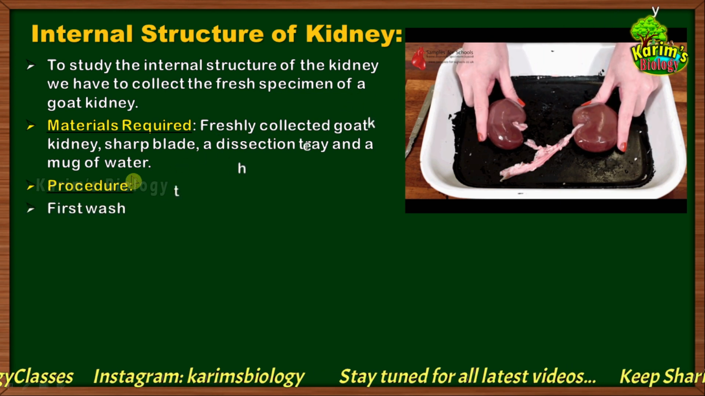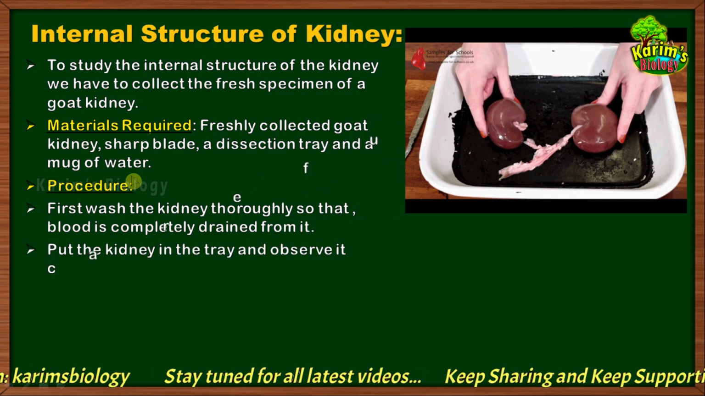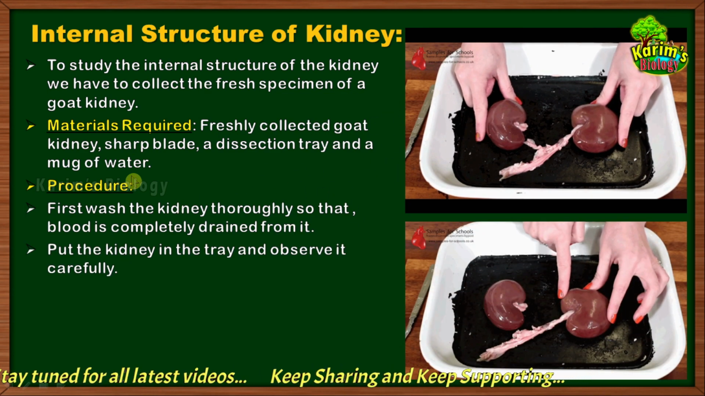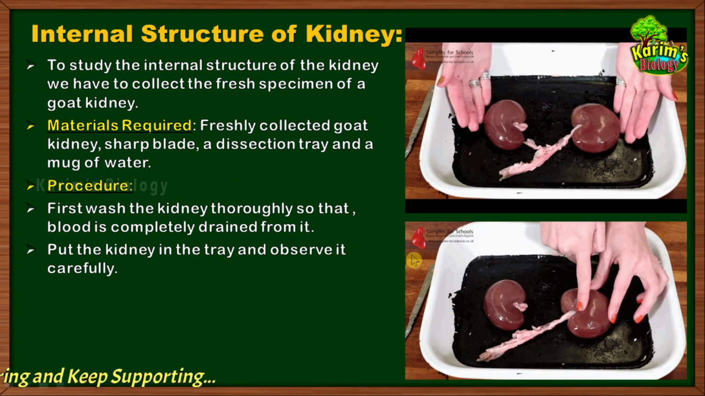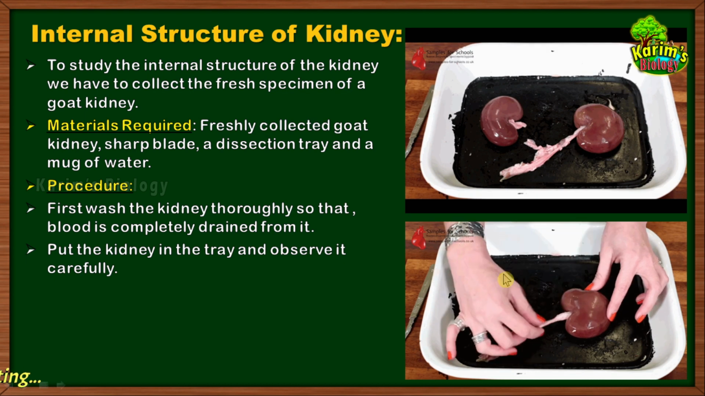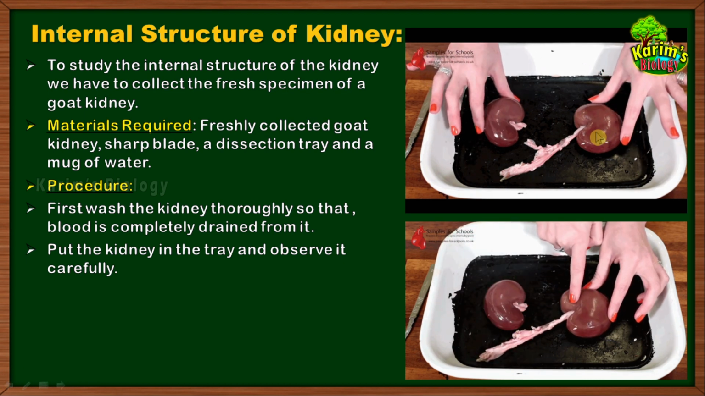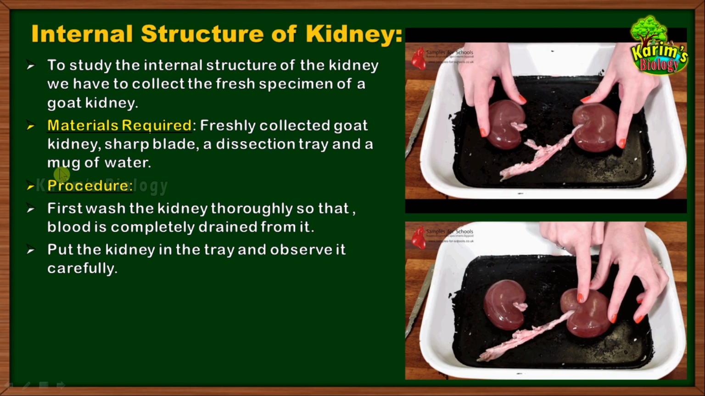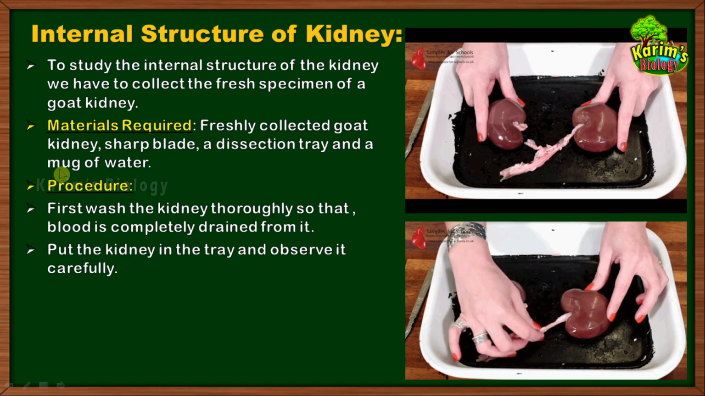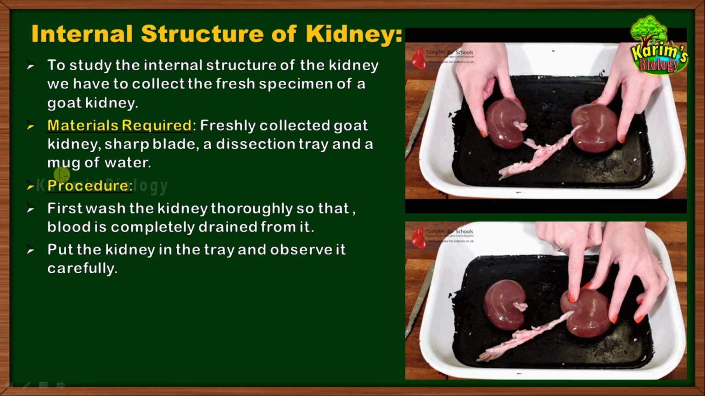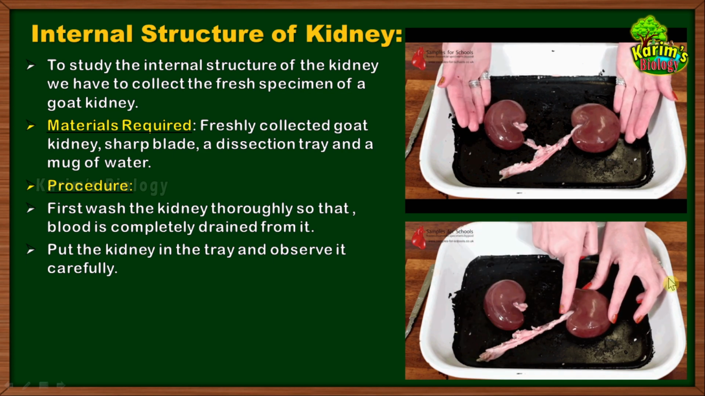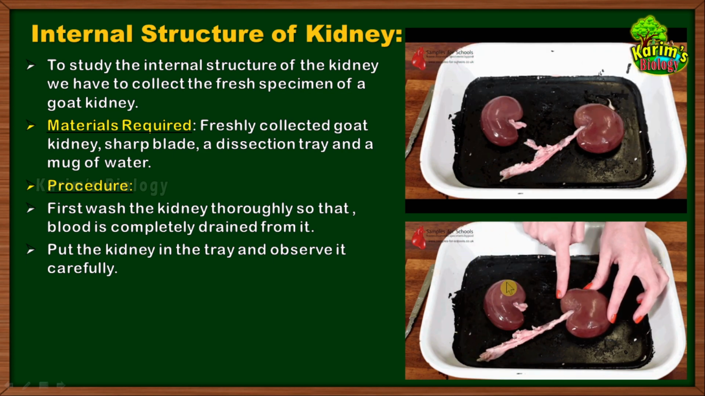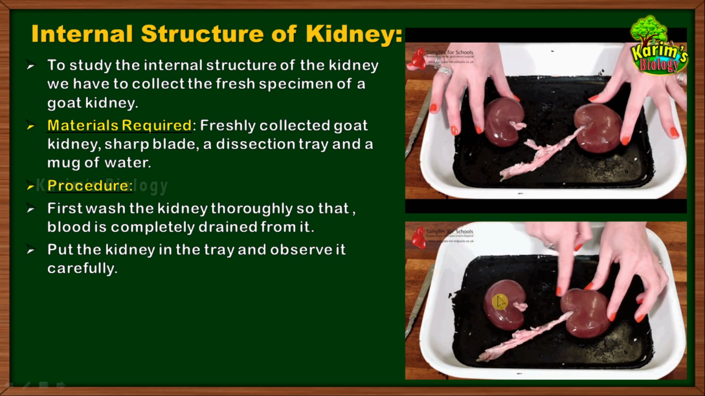Then what is the procedure? It is a very simple procedure. The first step is to wash the kidney thoroughly so that the blood is completely drained from it. When you bring the kidney from the butcher's shop, it may be stained with a lot of blood. With the help of the mug of water, you need to thoroughly wash the kidney so that all the blood stains and any impurities are washed away. The next step is to put the kidney in the dissection tray and observe it very carefully.